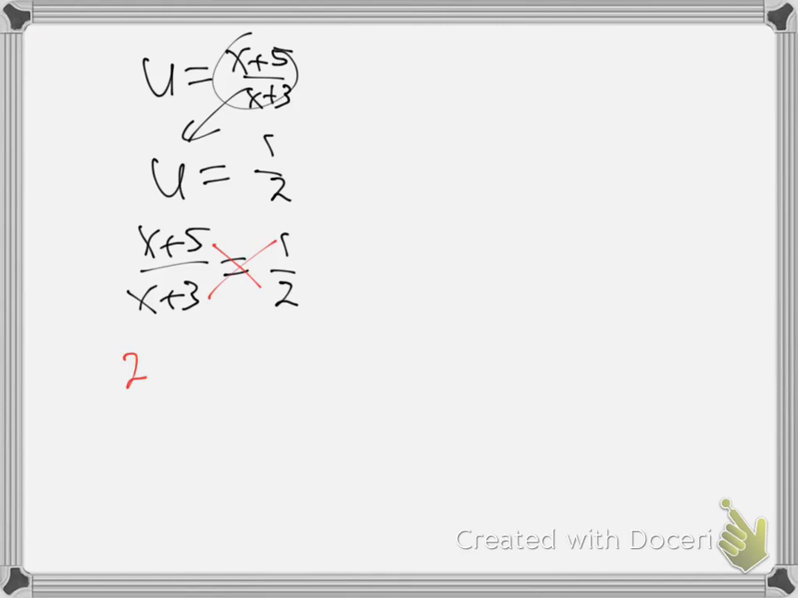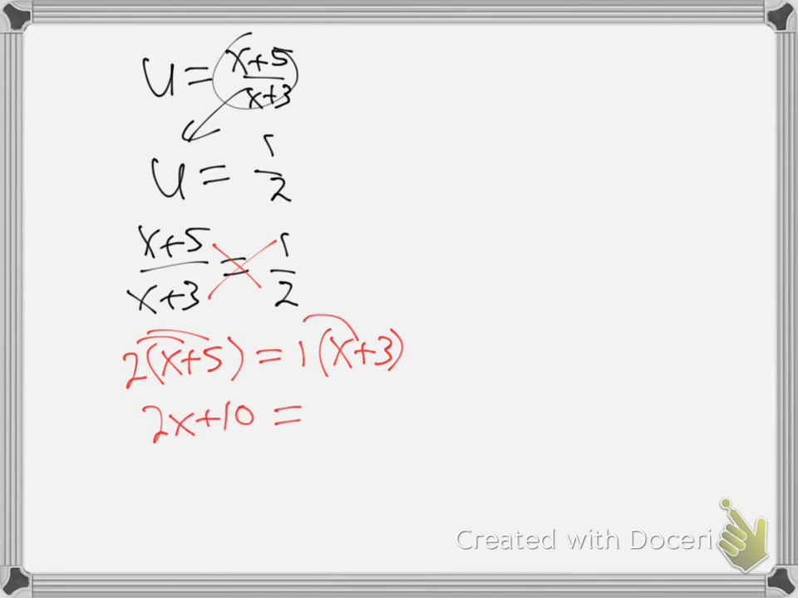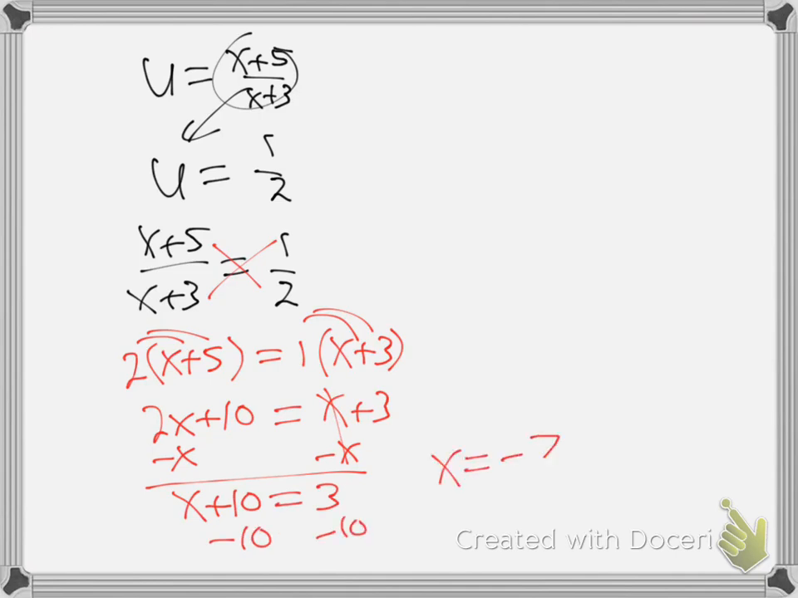So diagonal, diagonal. 2 times x plus 5, 1 times x plus 3. Like that. Distribute. 2x plus 10, x plus 3. Finish solving for x. Subtract x from both sides. x plus 10 is 3. Subtract 10. x is minus 7. And there we go. Is that good? Getting a little better? Think you can do that big mess?